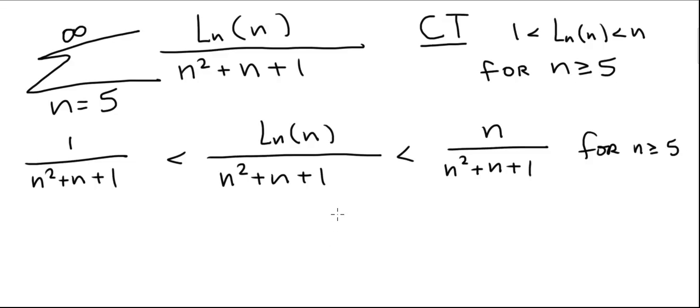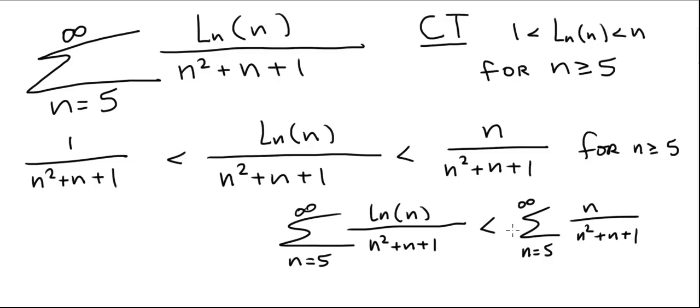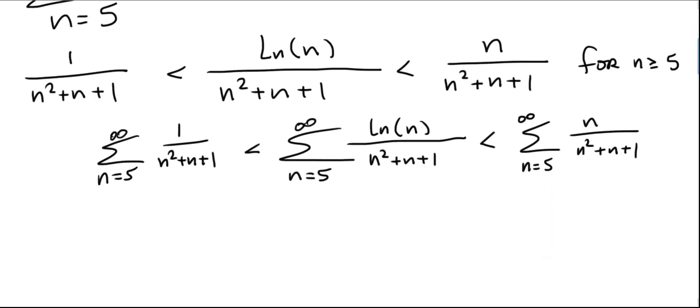And if we sum these up, summation n equals 5 to infinity natural log of n divided by n squared plus n plus 1 is less than the summation n equals 5 to infinity of n divided by n squared plus n plus 1, and this is greater than the summation n equals 5 to infinity of 1 divided by n squared plus n plus 1. So is this inequality helpful to determine if our series converges or diverges?